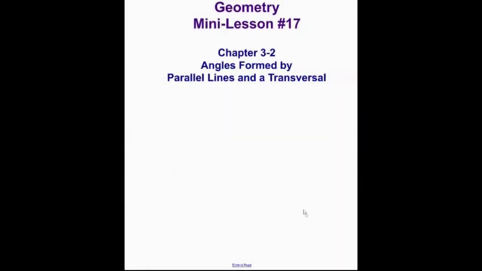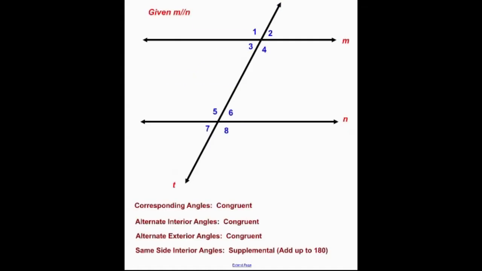I'm going to go ahead and show you a couple examples from Chapter 3-2, Angles Formed by Parallel Lines and a Transversal. And I want to go over some of the very fundamentals first. Let's take a look. When we have parallel lines, our first most fundamental concept, and it's a postulate, is that given parallel lines, corresponding angles are congruent. So 1 corresponds with 5, so 1 is congruent to 5. And thus the same with all the other corresponding angles.